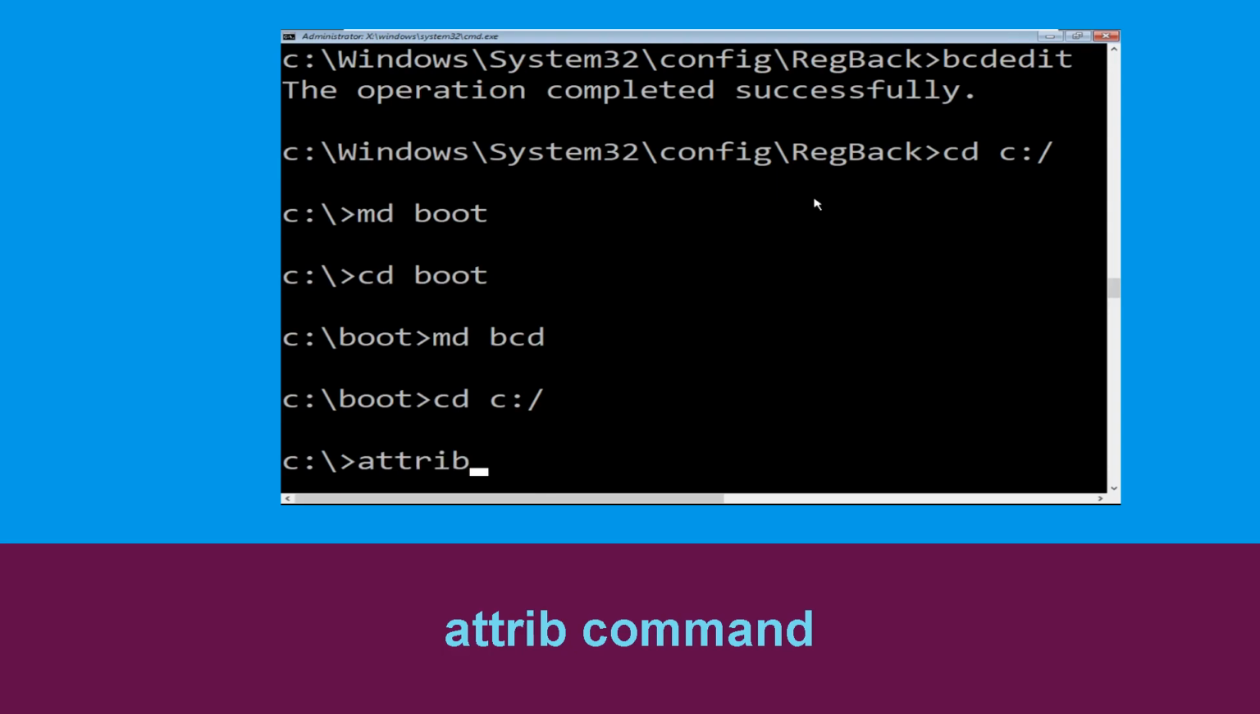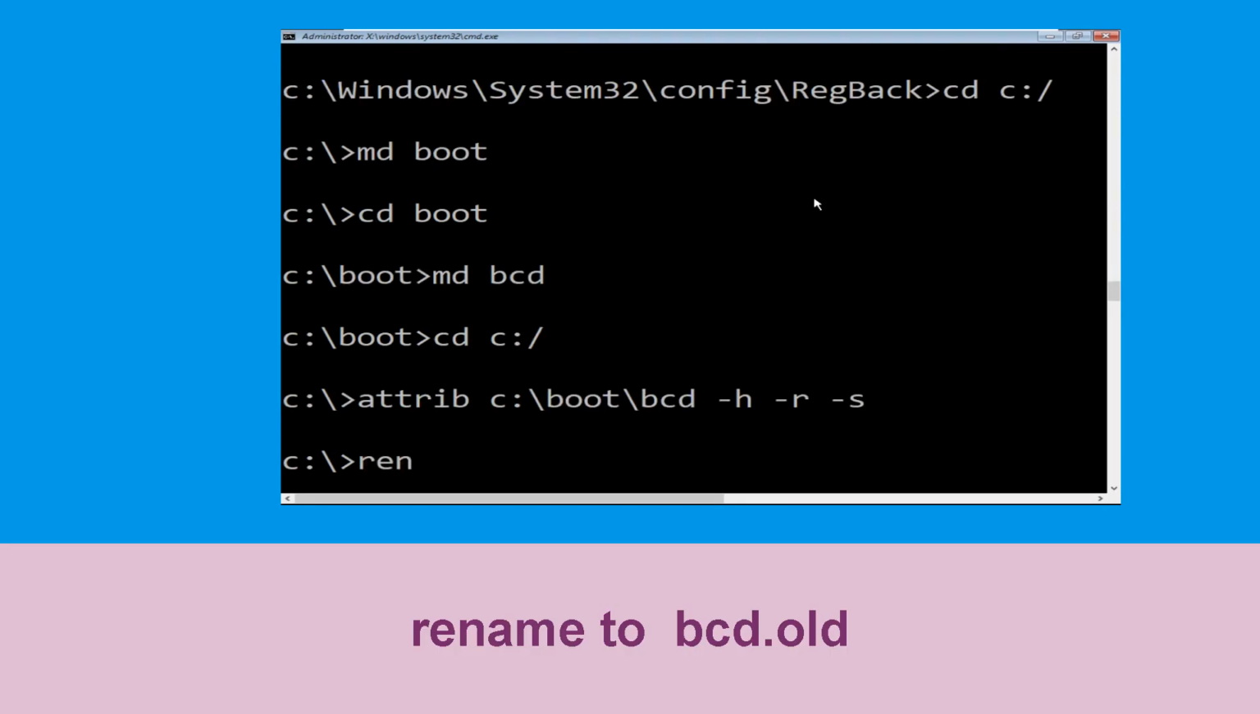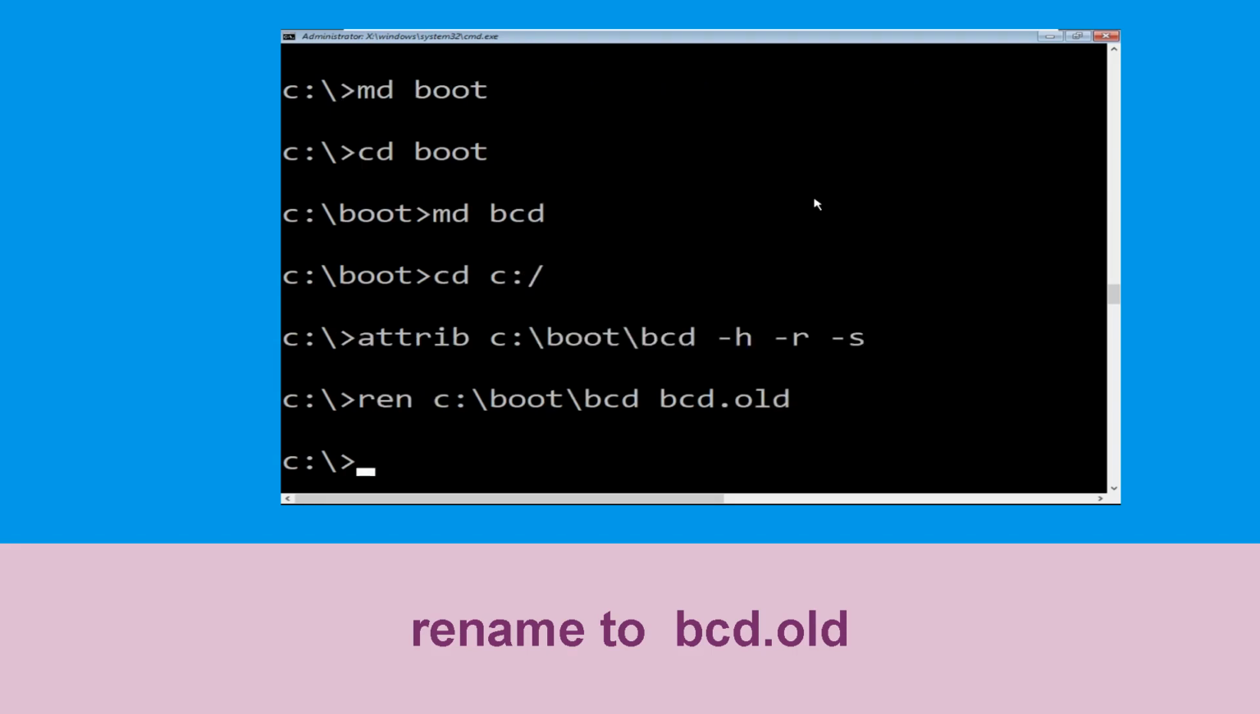Now execute this command. Type attrib space c:\boot\bcd space -h space -r space -s and simply hit enter. Now execute this command. Type ren space c:\boot\bcd space bcd.old, then simply hit enter to execute this command. And once done, let's move to the next command.